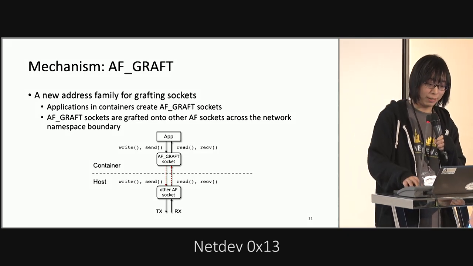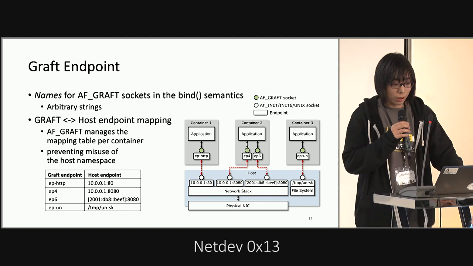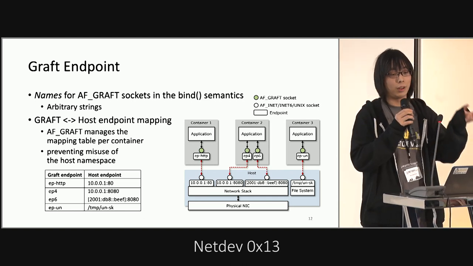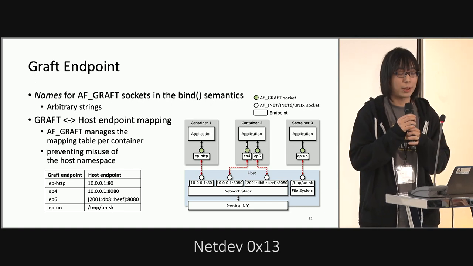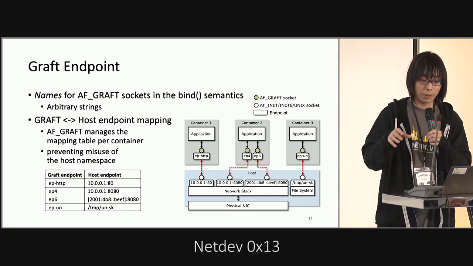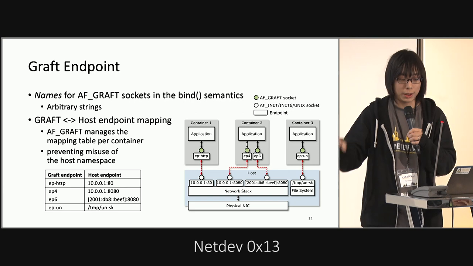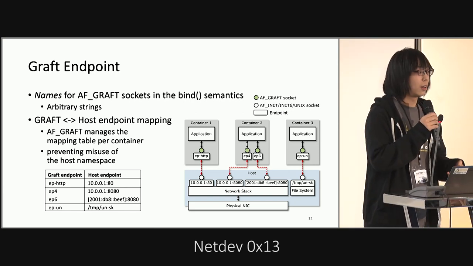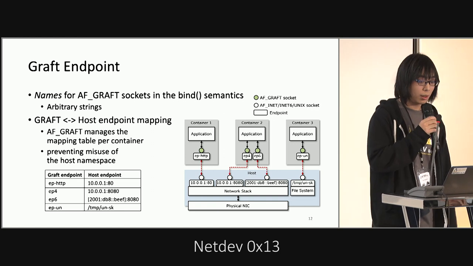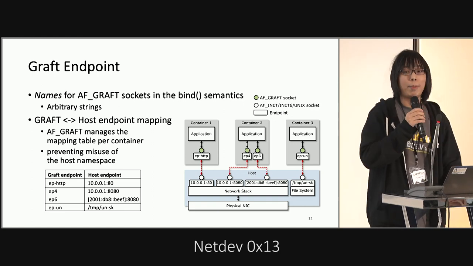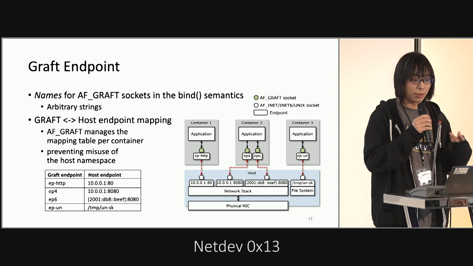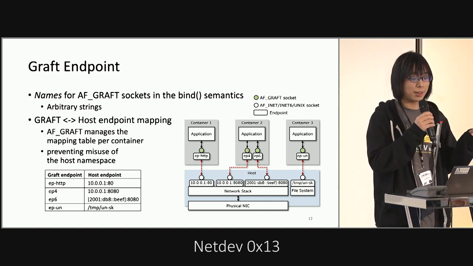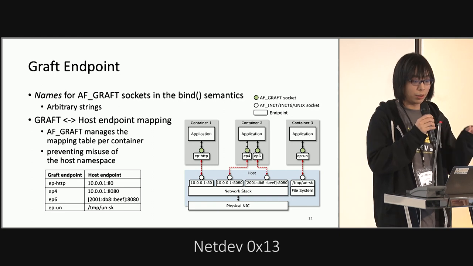Very simple, I think. To graft a socket onto another socket, we need to specify which AF_GRAFT sockets should be grafted onto which other AF sockets. To do this, we use the bind system call semantics. From the man page of bind, the original operation of bind is assigning names to sockets.